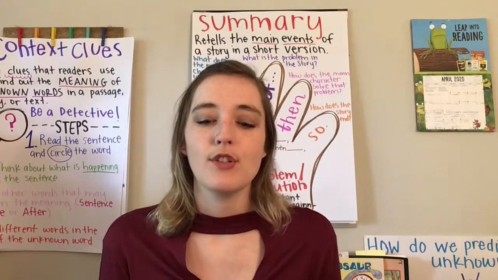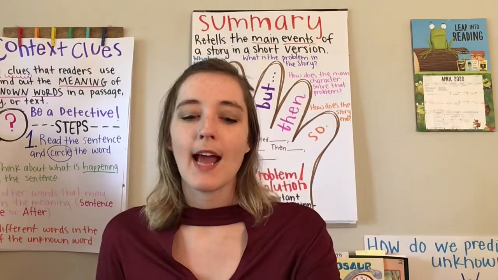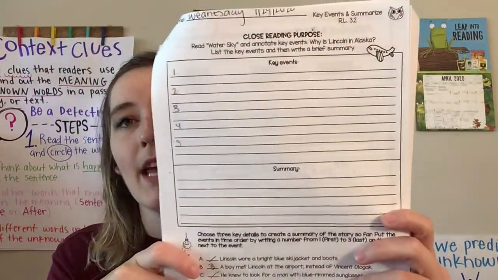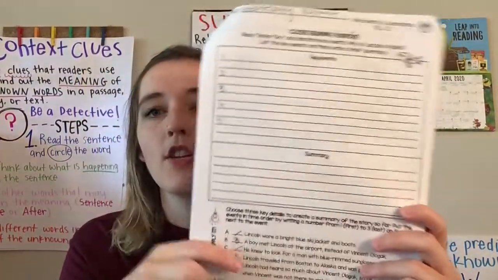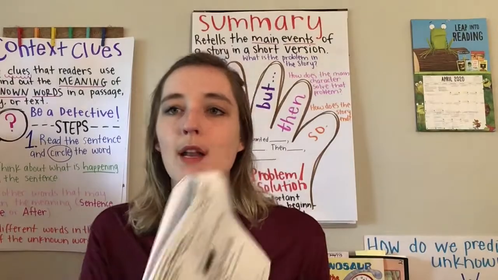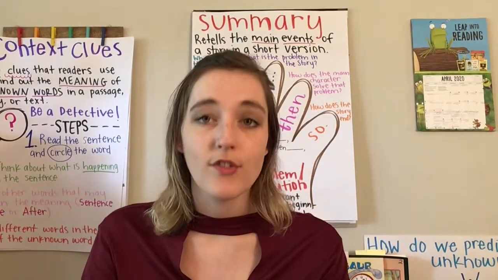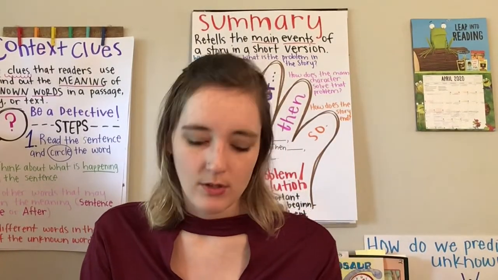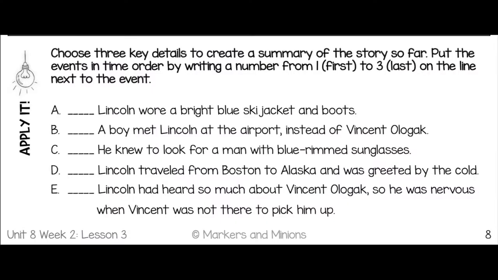Go ahead and turn to your close reading packet, and we're going to go to Wednesday's page. We're going to answer this question on the bottom together because it will focus our attention first, and it's good to go over some answers. It says, choose 3 key details, so these are the 3 main events, to create a summary of the story so far. Put the events in time order by writing a number from 1 first to 3 last on the line next to the event.